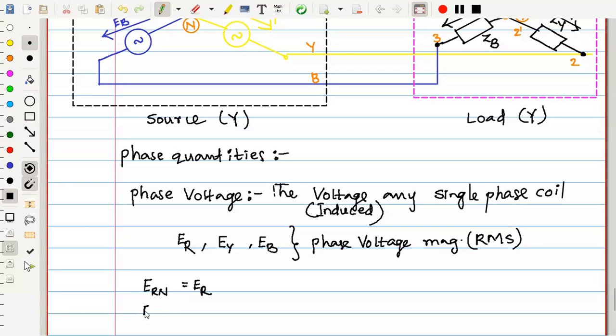Similarly, can you identify these things? Y phase to neutral, its corresponding voltage is the coil 2 voltage. How much is the coil 2 voltage? EY.